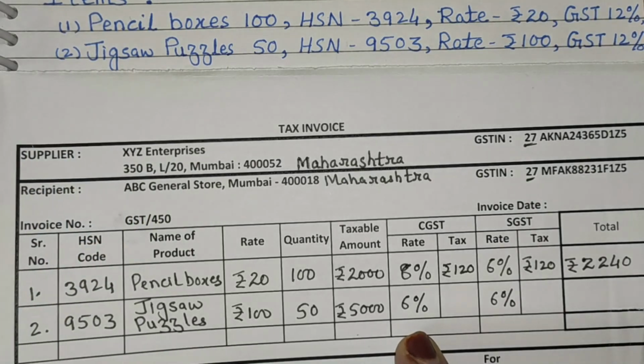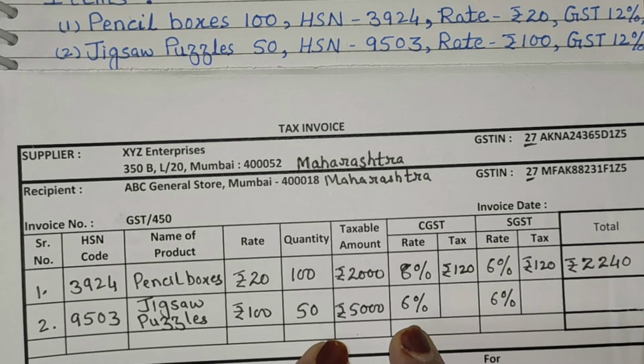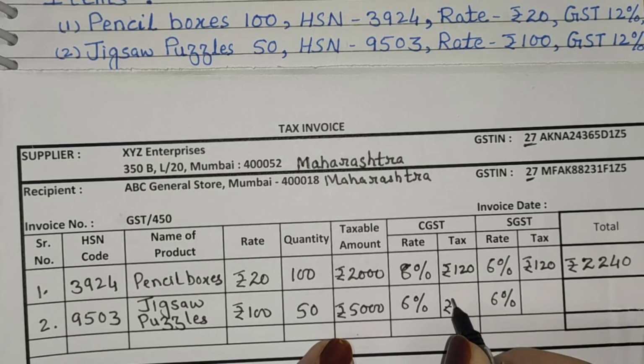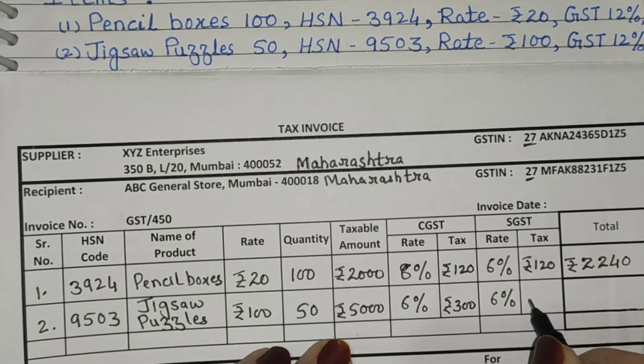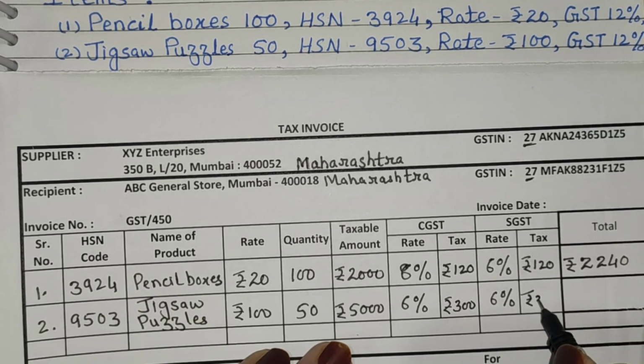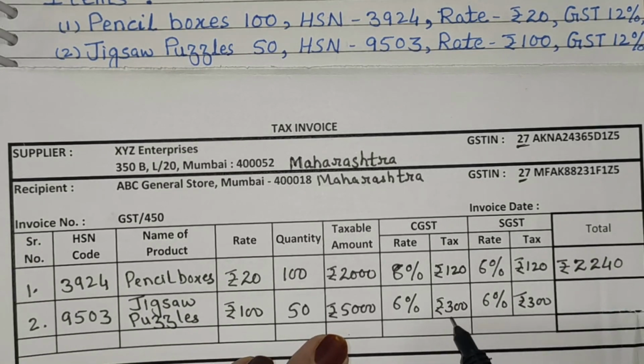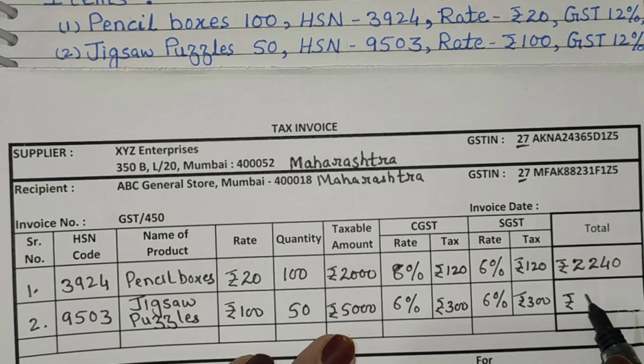Now calculate. CGST tax is equal to 6% into 5000. 6 upon 100 into 5000. 0 cancel. 6 into 50 we get rupees 300. Here also SGST tax is equal to rupees 300. Now calculate total amount. 5000 plus 300 plus 300. We get 5600.